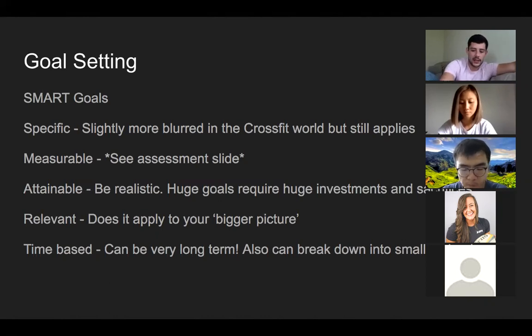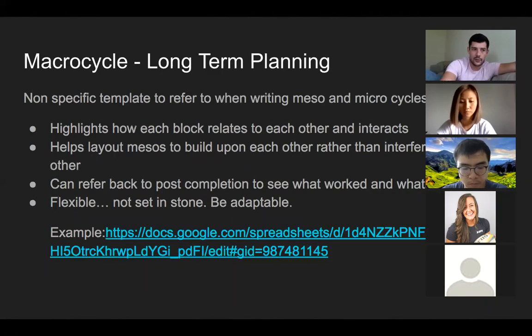Once you've done your goal setting, you go into your long-term planning. In the world of sport and strength and conditioning, this is referred to as a macro cycle. It's the big picture. Basically, you want to set out a time frame, be it 6 months, a year, or even shorter, 3 months, of where you start to where you want to be.